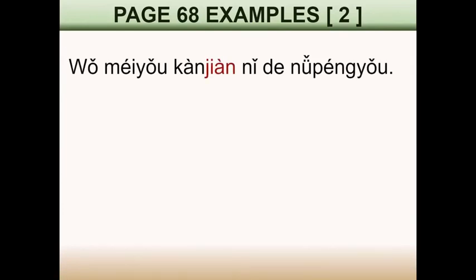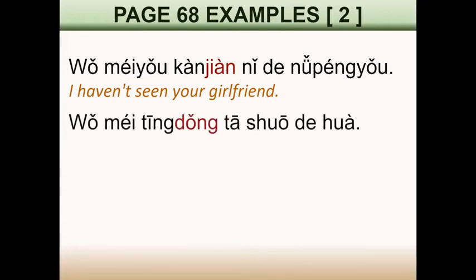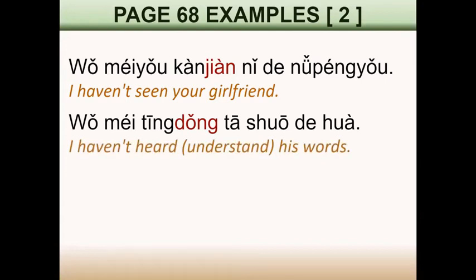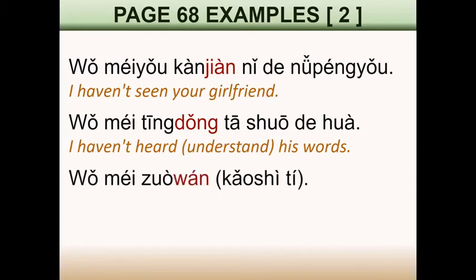Now we're going to work with the negative. 我没有看见你的女朋友. Here we see, I haven't seen your girlfriend. So the thing here, to make the negative, remember, 没有. 我没听懂他说的话. Again, I haven't heard and understood his words. Okay? 我没做完考试题. I haven't done the exam questions. I didn't finish doing that.